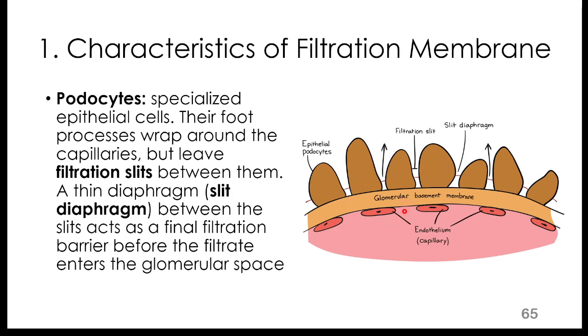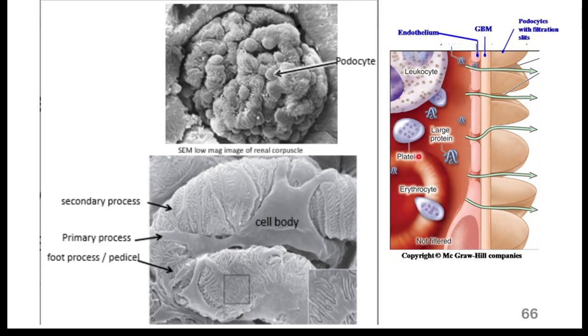But the other things, the solutes and the other things, can pass through. All right, so now this is the filtration slit. Now there's a thin diaphragm called the slit diaphragm, which acts as a final filtration barrier. The slit diaphragm covers the filtration slits, and once the filtered fluid passes through the slit diaphragm, then they enter into the glomerular space.